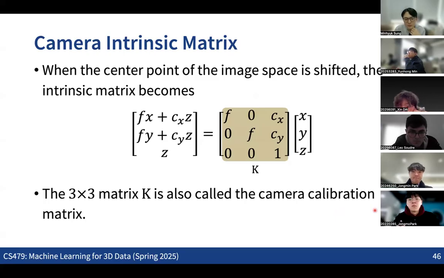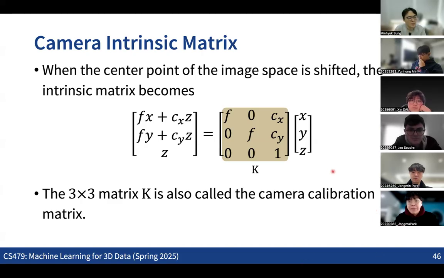Okay. Any questions on this? So this was all about how we represent the projection process of the camera in matrix form, right? After doing all this calculation, we can say that this projection can be represented with either a 4x4 matrix or a more compact 3x3 matrix. But this only describes how we project the 3D things onto the image plane.